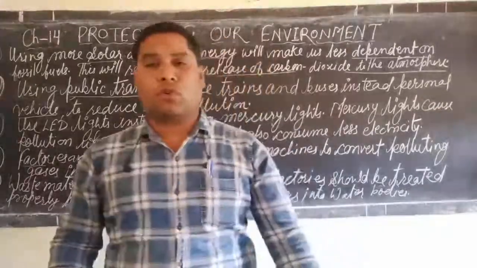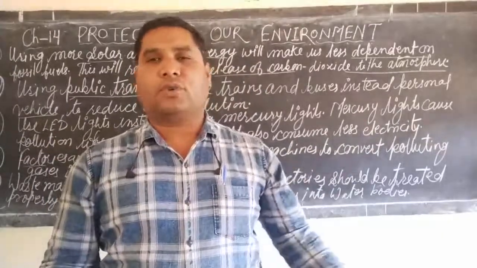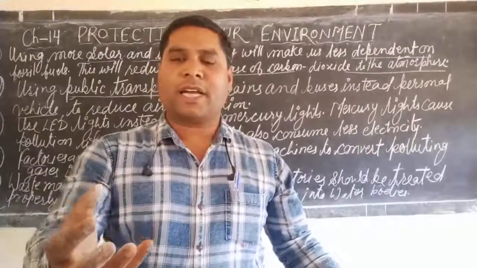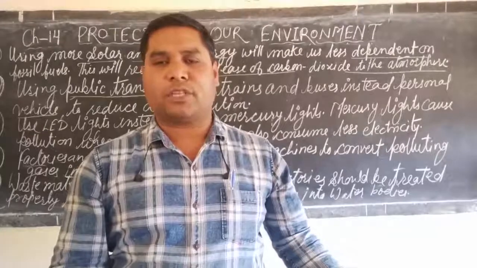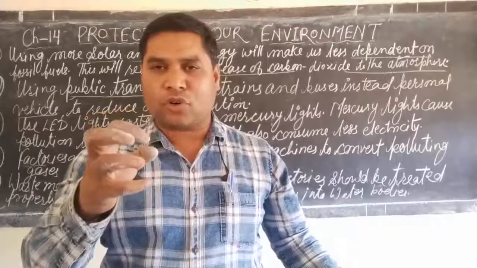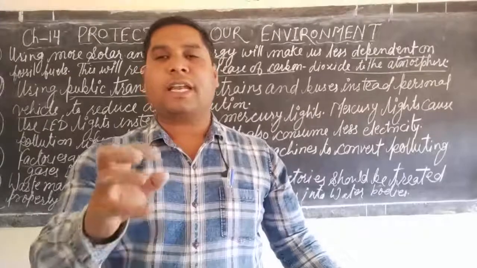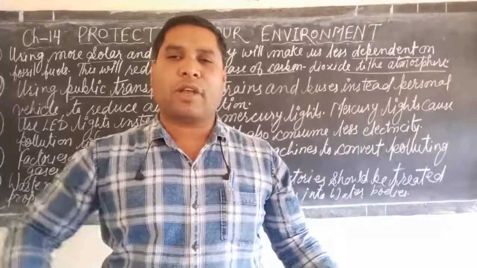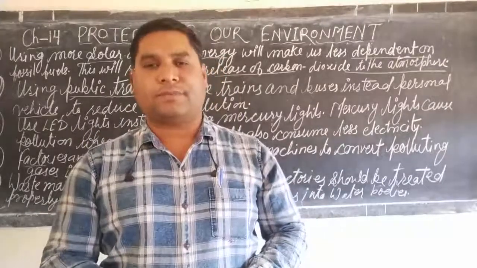We should also grow more and more trees so that the carbon dioxide which is released by factory units and by burning fossil fuel can be absorbed by the green plants. As you know, green plants absorb carbon dioxide, and this way by growing more and more trees we can reduce pollution.